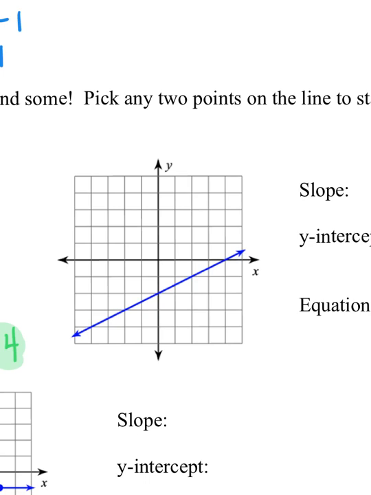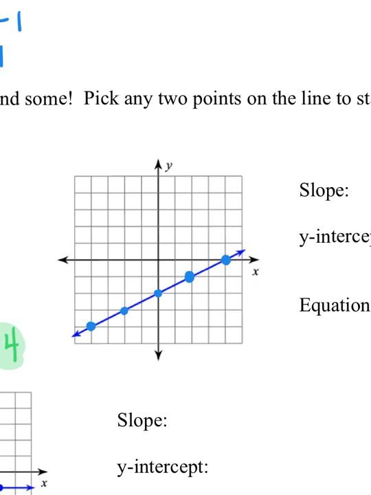So let's look at this one. I'm going to use two different points here. I'm going to use this point and this point. Okay. I could use any point. There's a point here, there's one here, there's one here. So it doesn't matter. I'm just going to go ahead and use this one and this one.